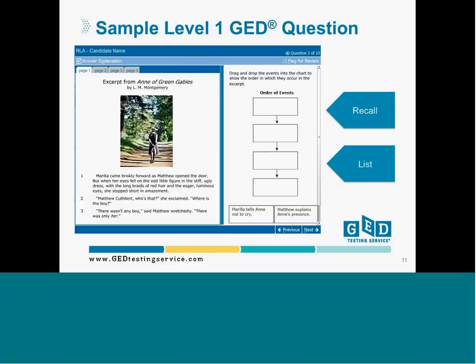So take a look at a sample question from the item sampler, and this is from Reasoning Through Language Arts. As we take a look at this, you'll notice that 20% of the questions on the 2014 GED test will be at a level 1. In this particular case, the student would read the excerpt from Anne of Green Gables, a somewhat longer excerpt. They have to drag and drop the events into the chart to show the order in which they occur in the excerpt. There are actually 4 different events. The student has to recall what they've read and then list them in the correct order. An incredibly complex item, because in this particular case, that excerpt is in chronological order, and the student merely needs to be able to insert that information. So again, we have a level 1 DOK.